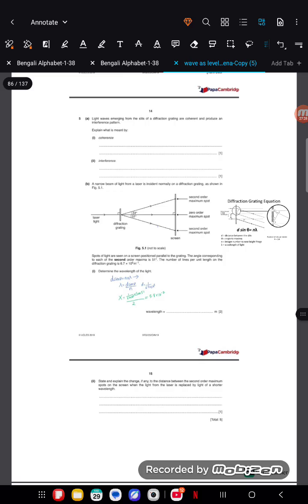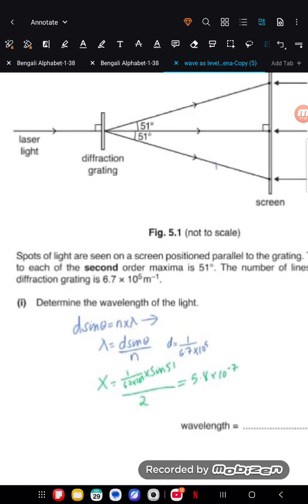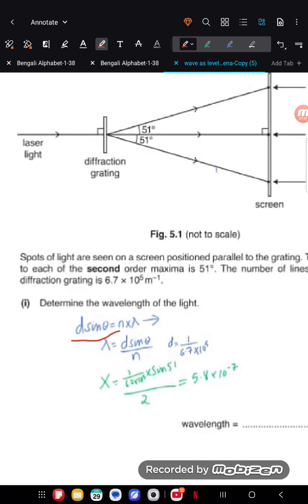October 1923, question number 5. They have given you the angle, that is 51, and the order is 2. So everything is given. They are saying to find the wavelength. So the formula is d sine theta equals n times wavelength. Here I arrange it, so wavelength is d sine theta divided by n. So here I have to find d.